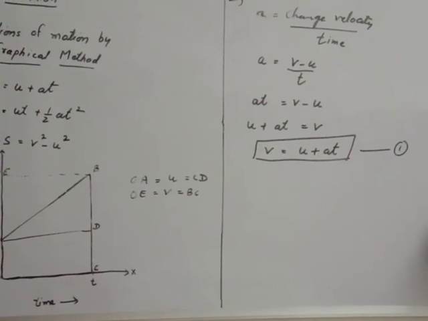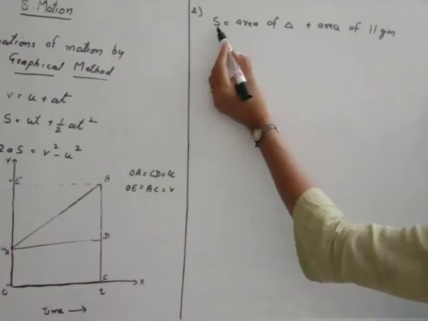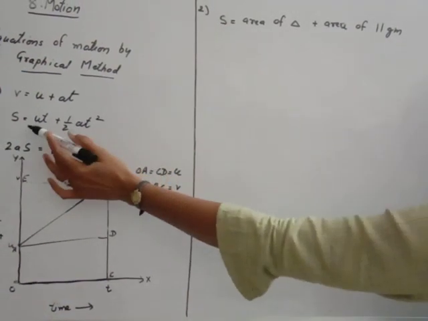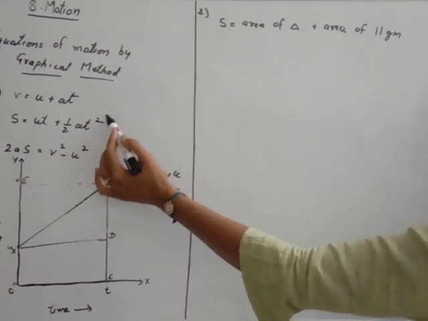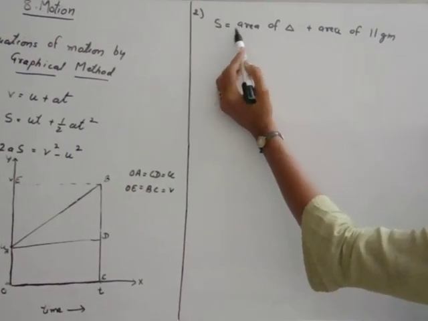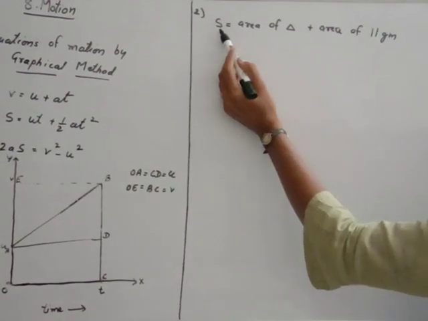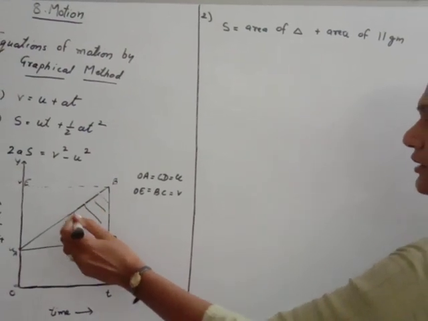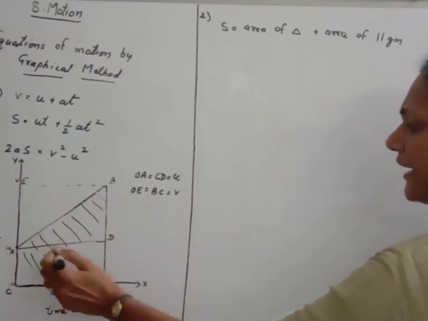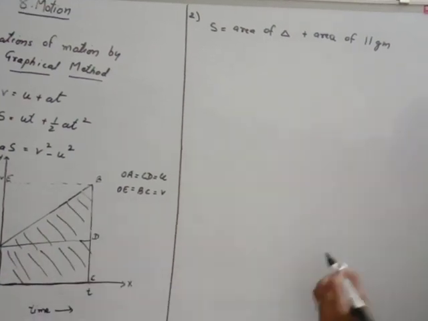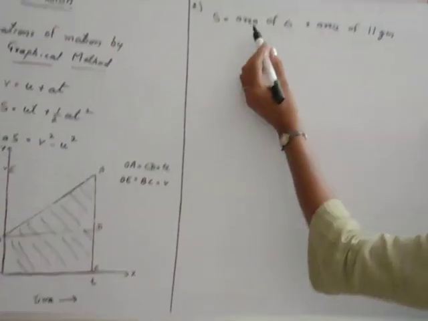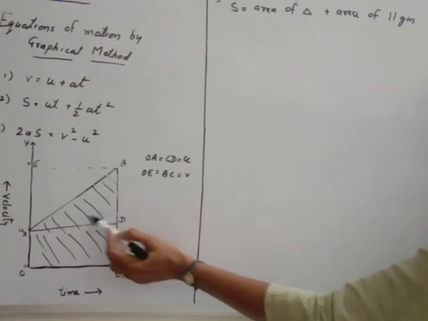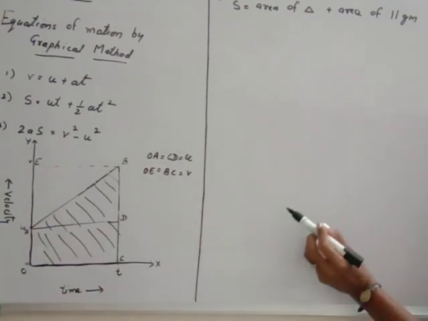Now, let us see the second equation. For the second equation, we have to derive s is equal to ut plus half at square. Now, s means the distance covered by the object. Distance covered by the object is the area below the slanting line. So I have to find this area. Here we say that the area of triangle plus area of parallelogram, because there are two figures. The first one is the triangle and the downward one is the parallelogram.